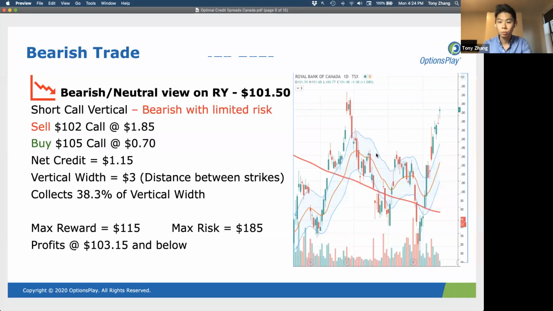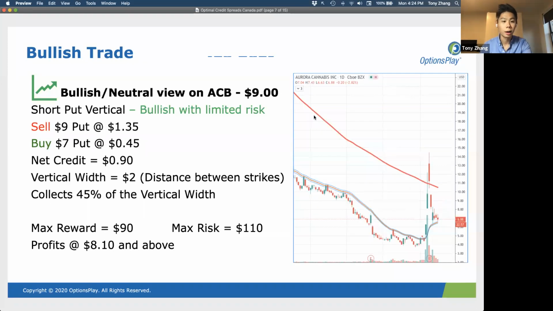Now, I just realized that I have the wrong chart here for Aurora. I have the US based Aurora Cannabis here. Give me 1 second. I'm just going to update this really quickly because I want to make sure I have the right strike prices up here when you're looking at this type of chart. So give me 1 second.